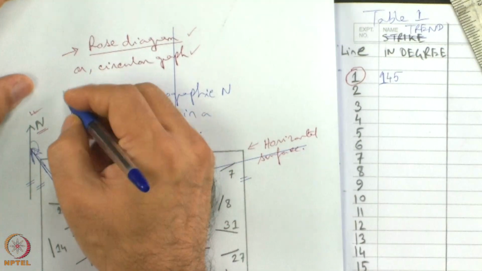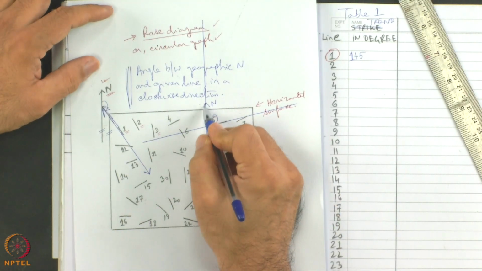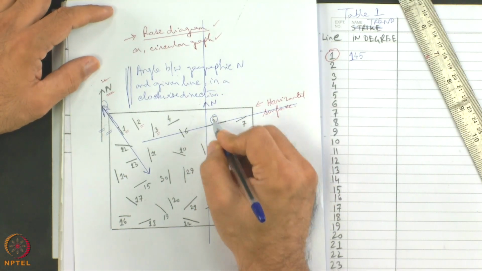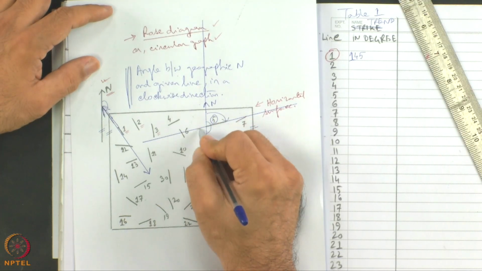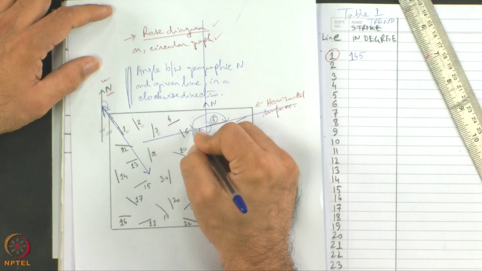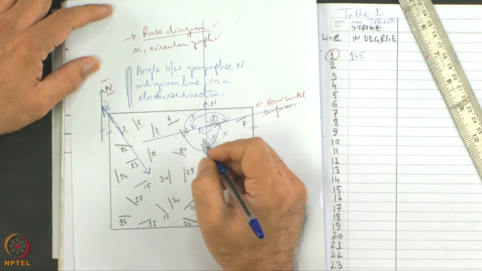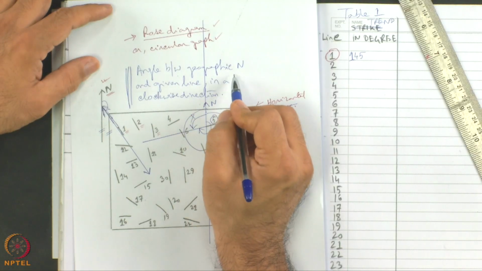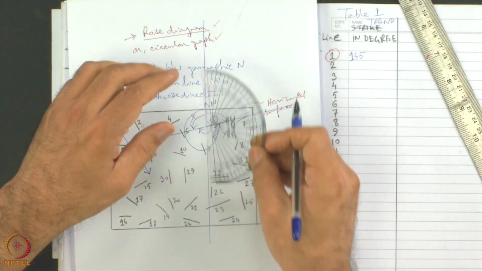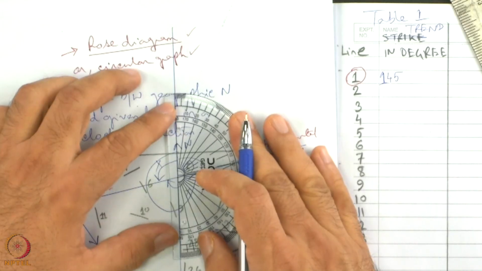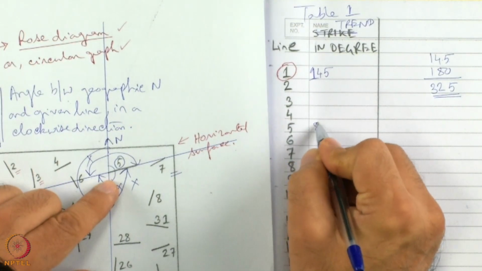Now, I have to measure the angle between the geographic north direction, which is this direction, and the line. So, this angle is to be measured. This angle is not to be measured, this angle is not to be measured, that angle is not to be measured. So, I emphasize, the angle between the geographic north and the given line in a clockwise direction is to be measured. Now, with the angle measurer we find the angle is 80 degrees. So, for line 5 the amount is 80.